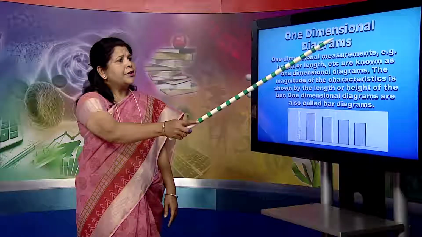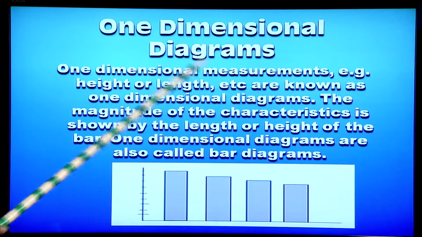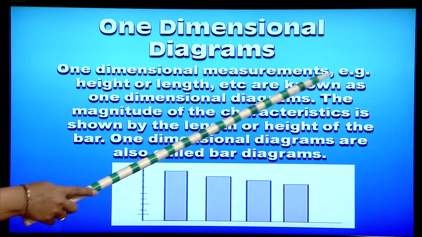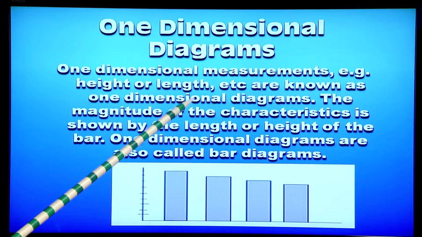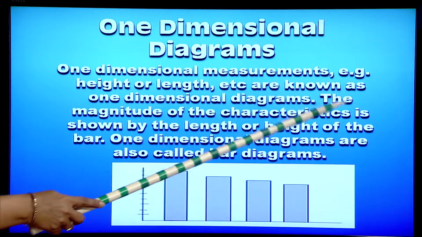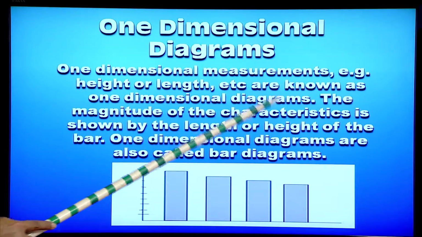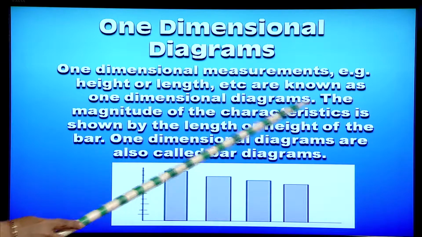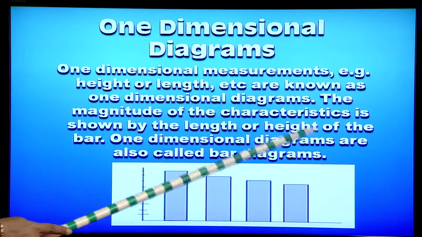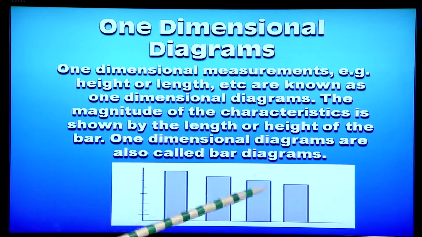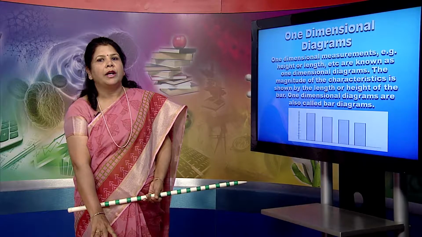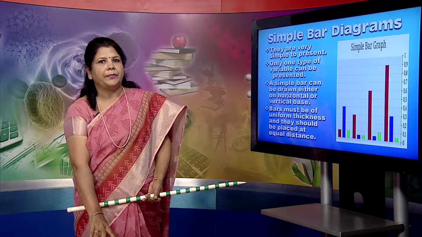One-dimensional measurements, for example, height or length, etc., are known as one-dimensional diagrams. The magnitude of the characteristic is shown by the length or height of the bar. One-dimensional diagrams are also called bar diagrams.